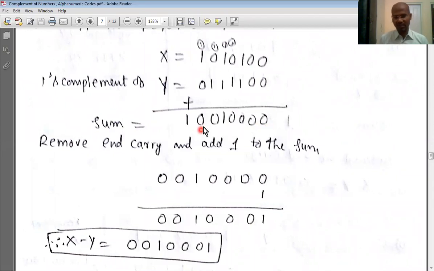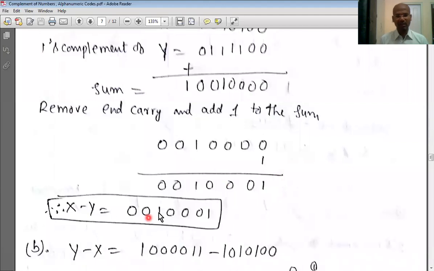Of course, this answer is not the actual answer. This answer is less by 1 than the actual one. This answer is 1 less than the true answer. So what we do is add 1 to it to make it the correct answer. Remove the end carry and add 1 to the sum. So this is the sum, and after adding 1, this is our answer, 0010001.